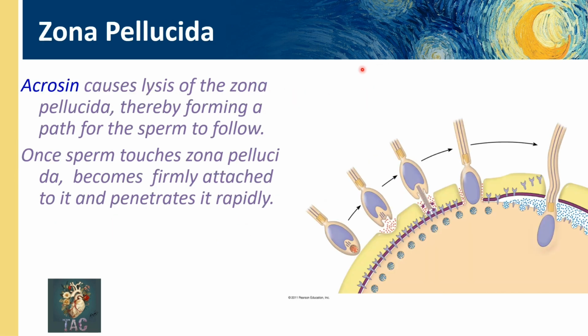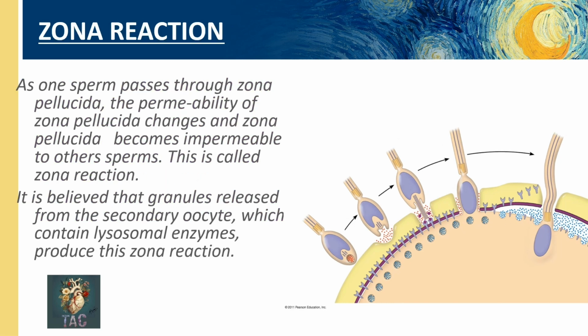Once they cross through the corona radiata, they start to attach to the zona pellucida. The acrosin causes lysis of the zona pellucida, thereby forming a path for the sperm to follow. Once the sperm touches the oocyte membrane, it becomes fully attached to it and penetrates it rapidly. At this time, as one sperm passes through the zona pellucida, the permeability of the zona pellucida changes and it becomes impermeable to other sperm.